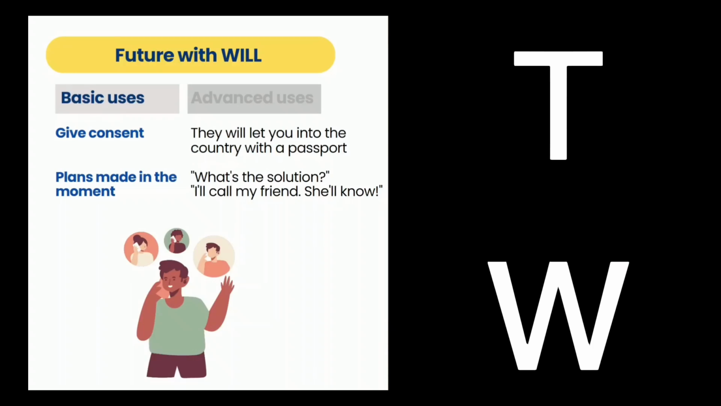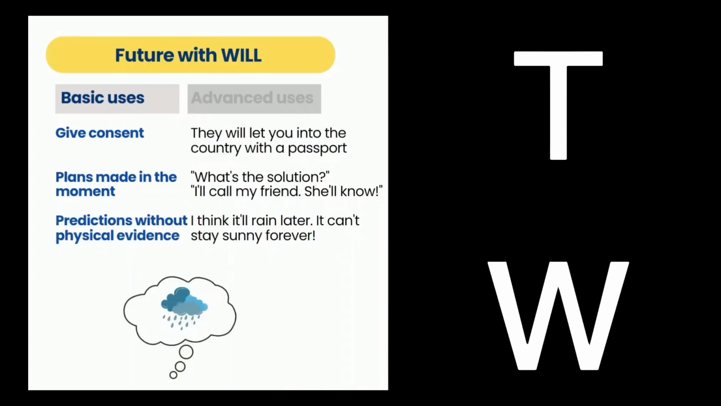Look at the man here. He's on the phone. Why? Because someone has asked him what's the solution. And he replies, I'll call my friend. She'll know. So when we say, I'll call my friend, he's deciding what to do in the moment. I'll is short for I will. So when we make plans in that moment and we describe plans as we're going through the thought process, use will. If you make a prediction but you don't have the physical evidence, you're much more likely to use will.